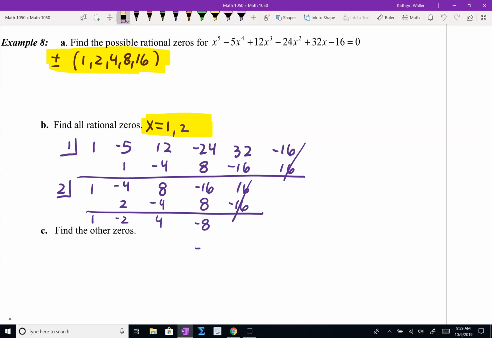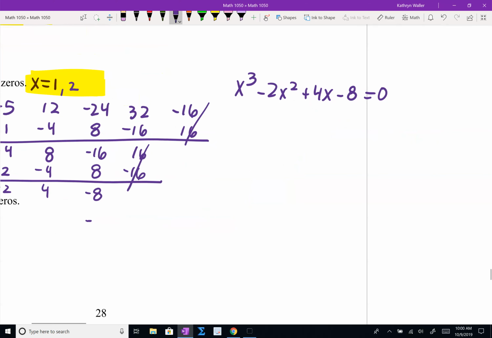So that's a 5th, and I did long division twice. So 5 minus 3 is a 2. 5 minus 2 is a 3. So everybody go x to the 3rd minus 2x to the 2nd plus 4x minus 8, and set it equal to 0 because I'm trying to solve.